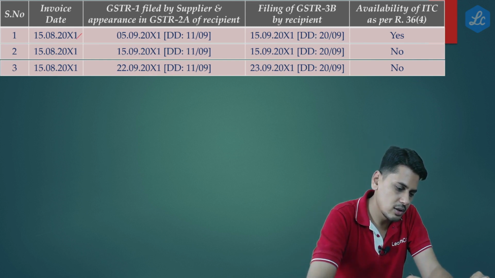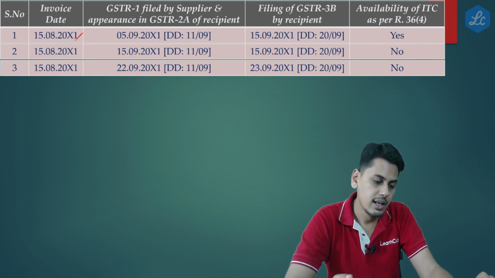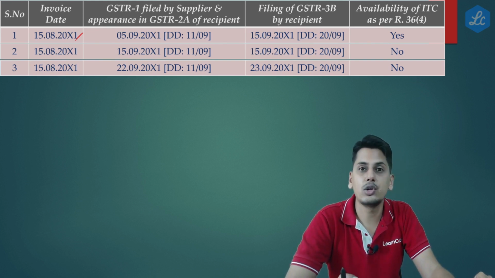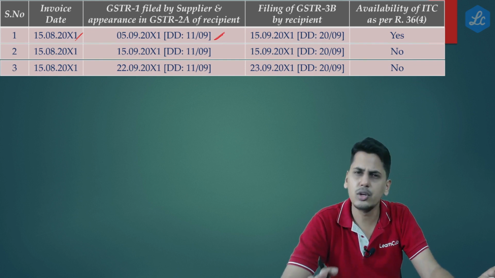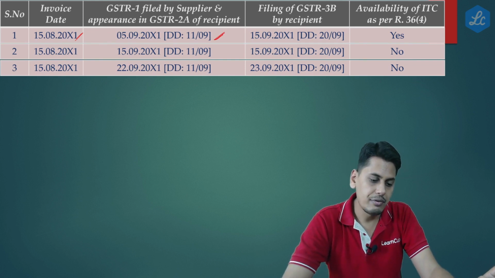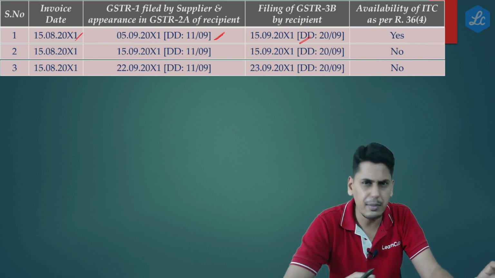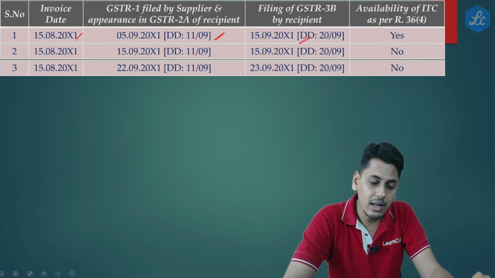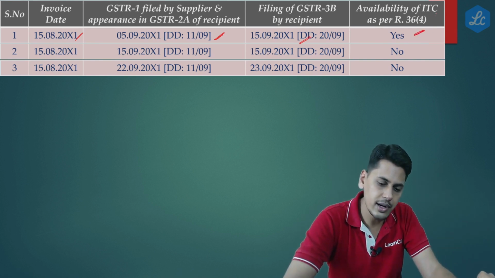Invoice dated 15th of August. GSTR-1 is filed by the supplier and appears in GSTR-2A of the recipient on 5th of September. Due date is 11th of September. Filing of 3B by the recipient is on 15th of September. The same example we were seeing, we are just continuing it again. Availability of ITC as per 36 sub rule 4 for this tax period. We are talking about the tax period August.